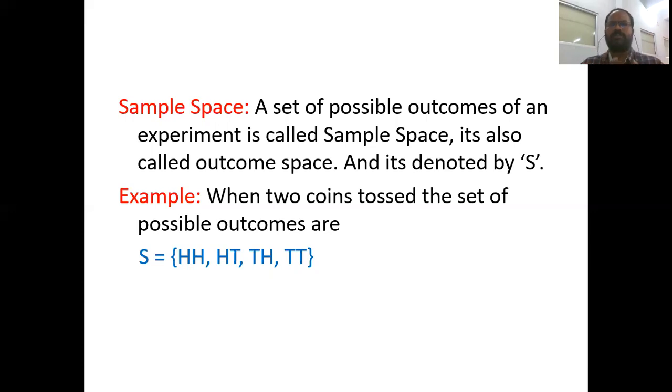So each outcome is called an event. Now, what is the sample space? Sample space means the set of all outcomes. When I consider them as a set, then the set is said to be a sample space. When tossing two coins, the sample space is head head, head tail, tail head, and tail tail.